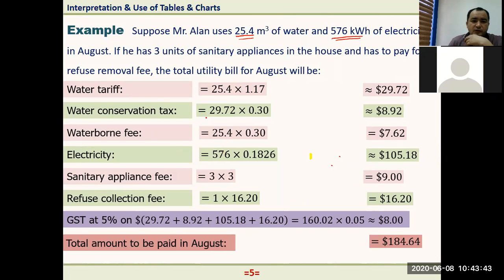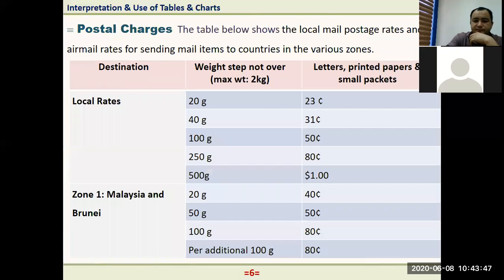All right, that's all about the first example, utilities bills. The second one is postal charges. If you are interested, for example, in Cambodia, what kind of tables they offer or display.